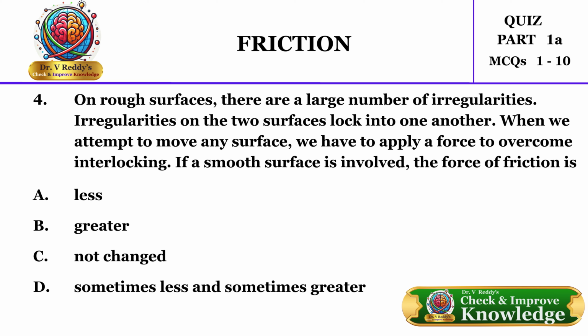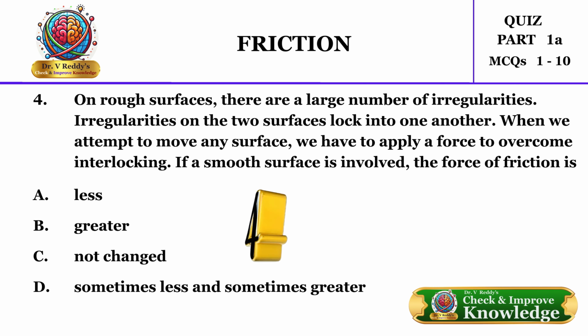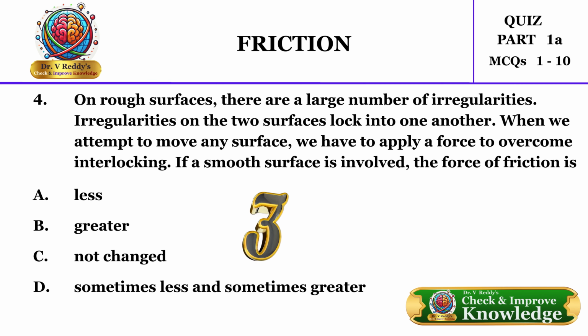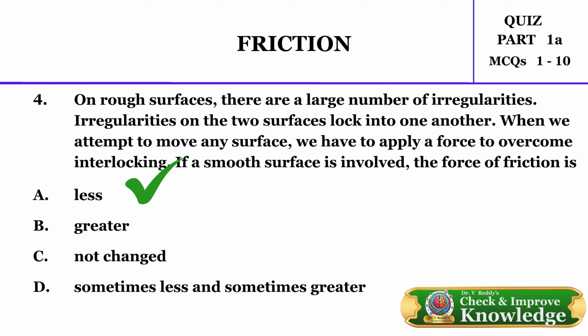4. On rough surfaces, there are a large number of irregularities. Irregularities on the two surfaces lock into one another. When we attempt to move any surface, we have to apply a force to overcome interlocking. If a smooth surface is involved, the force of friction is A. Less.